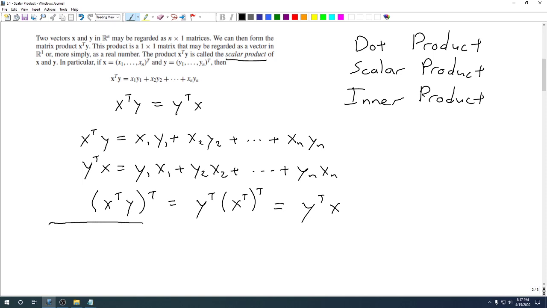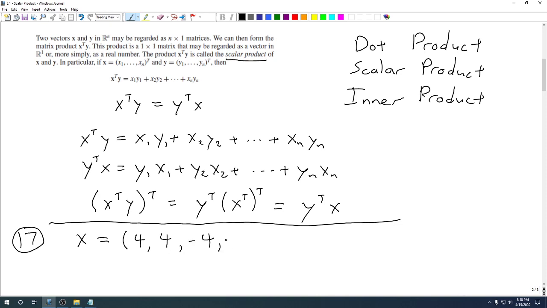But before we get into that, I'm going to do an example. Let's take some vectors. Specifically, we're going to look at problem 17. I'm going to be using these vectors a number of times throughout this video. In that problem, we have a vector x, which I'm going to write as a row right now: 4, 4, negative 4, 4 transpose. So this is a vector in R4. We have a vector y, which is 4, 2, 2, 1. Both of these are columns technically in R4.